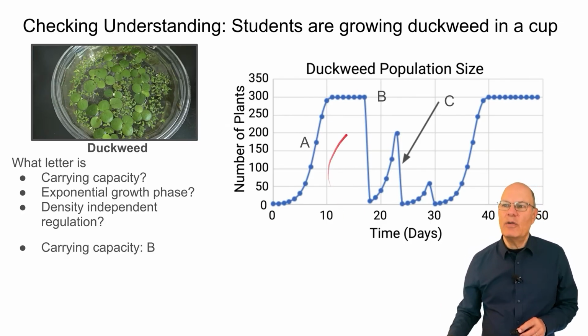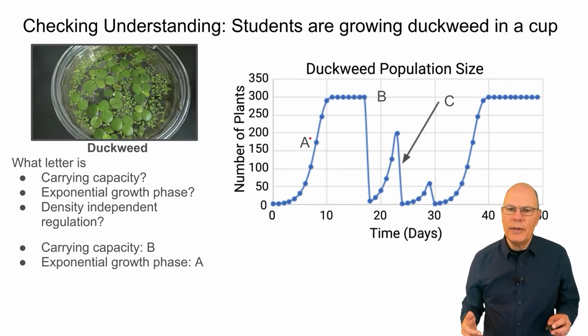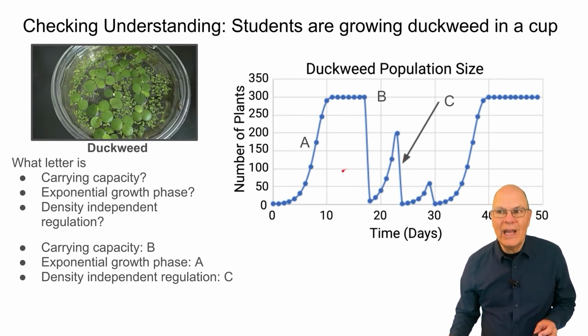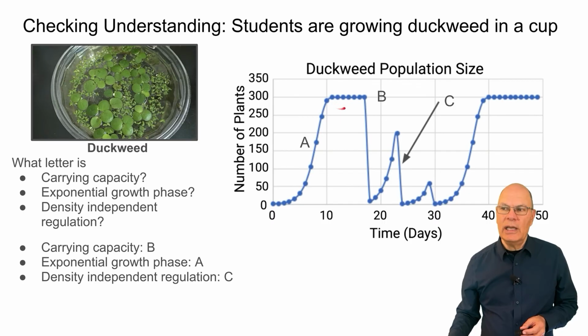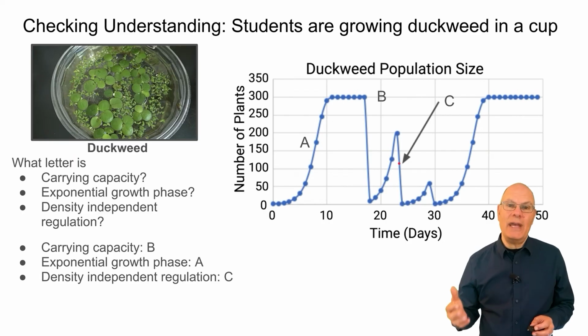Carrying capacity is over here at B. You can see that there was an exponential growth phase and then it levels off. That's got to be carrying capacity. The exponential growth phase is over here at A when you have the J curve of growth. And density independent regulation would be at letter C. How do you know? Because here's the population. It's growing just as it is over here, but then at this point, something abruptly stops population growth. That didn't have to do with the density. The density dependent regulation kicks in over here, so that had to be independent of density dependent regulation.